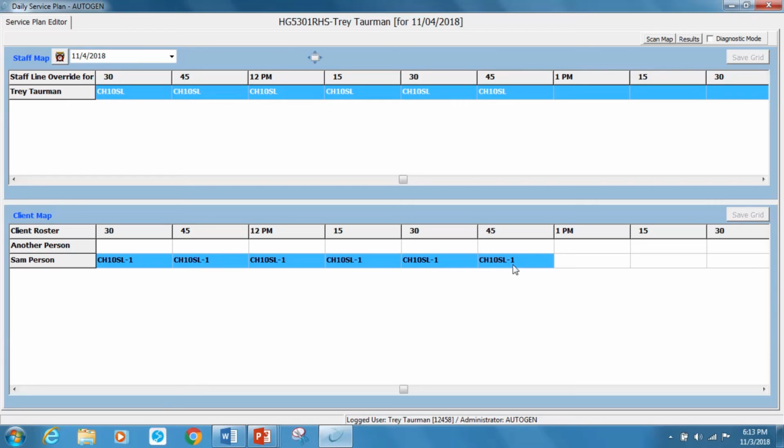That's more money that we can bring in as an agency, which helps all of us in total.